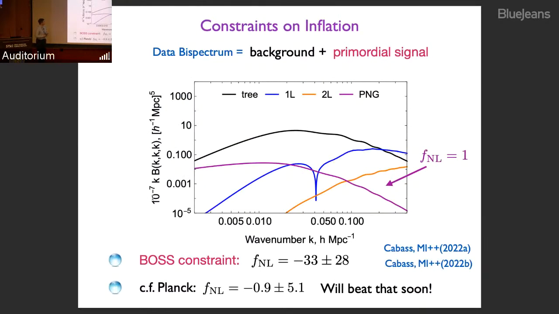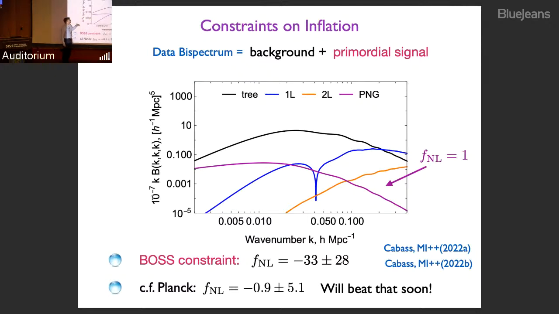As I said, we have the bispectrum in the data, which is dominated by the nonlinearities in galaxy formation. So the total bispectrum in the data is the sum of the nonlinearities from gravity plus the primordial signal. And this primordial signal is much weaker than the late time effect. Particularly here, I'm showing you the background signal bispectrum over here in black, and the primordial signal here in magenta.